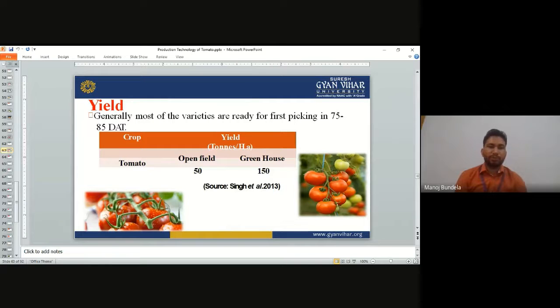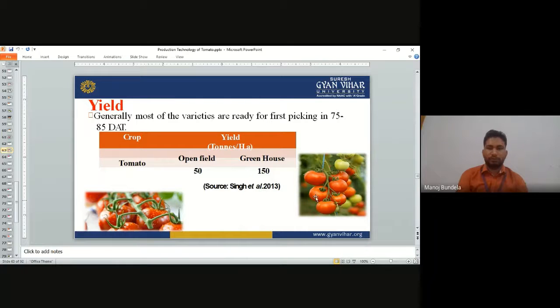Total production: generally, most of the varieties are ready for first picking in 75 to 80 days after transplanting, meaning from the nursery to the main field. If we see the yield in tons per hectare, in open field we will get 50 tons per hectare. In greenhouse condition we will get 150 tons per hectare, so the yield is more compared to the open field.